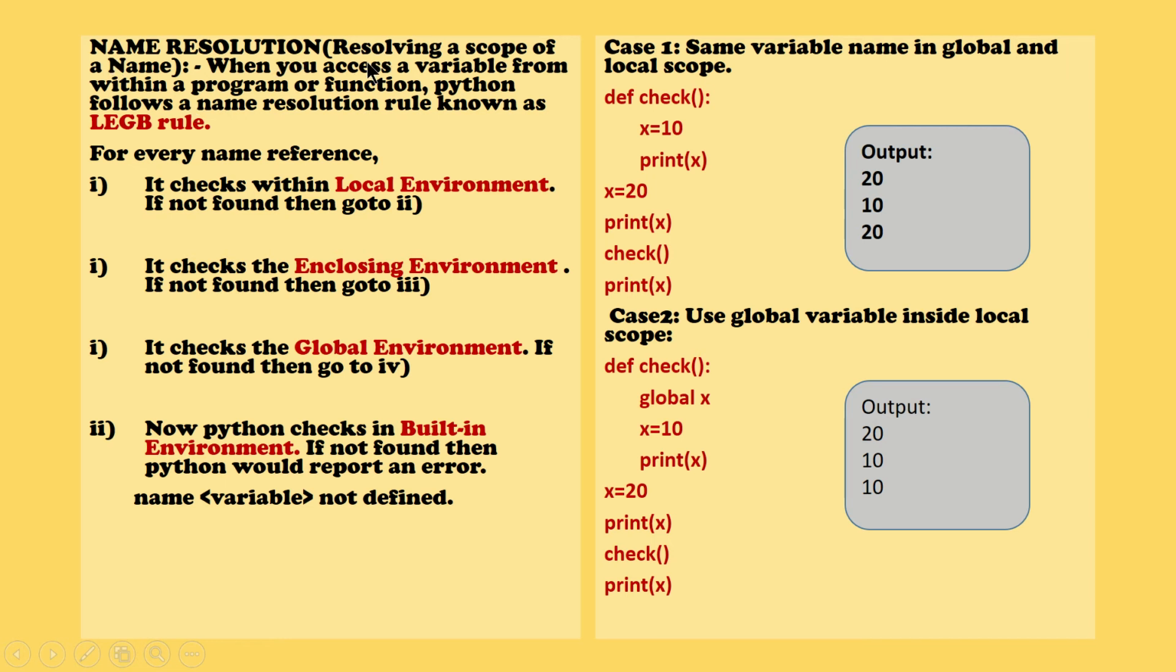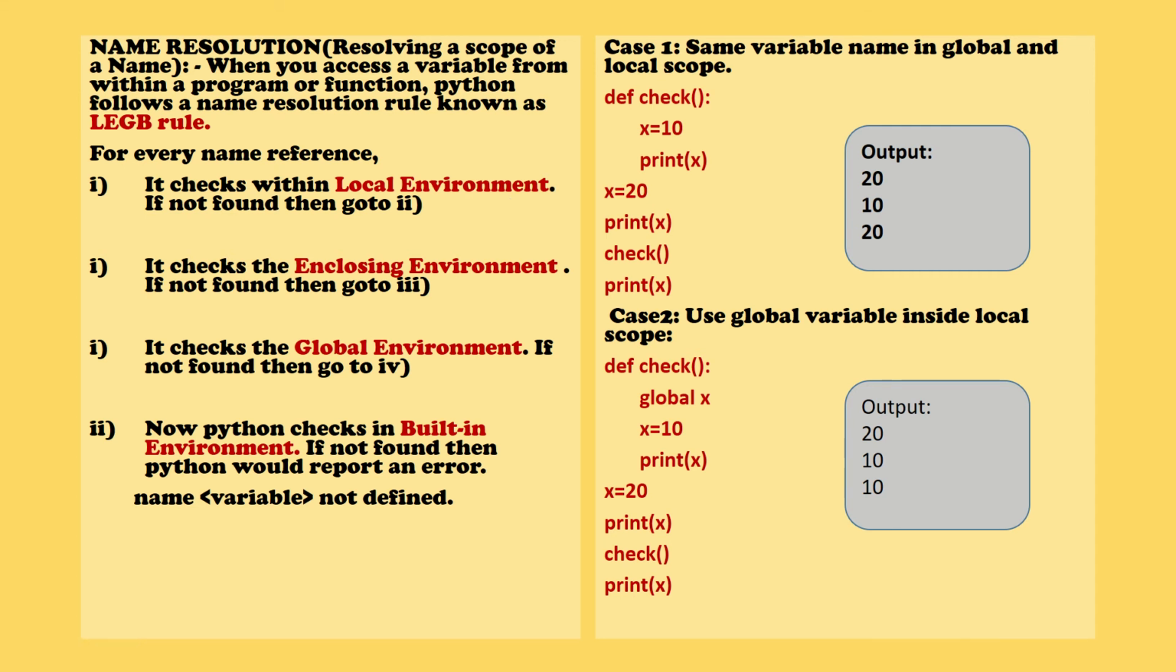Name resolution is nothing but resolving the scope of a name. When you access a variable from within a program or function, Python follows a name resolution rule known as the LEGB rule, the order in which the names are resolved. So what is L? L stands for local environment. When there is a name, first it will check whether that particular name is defined within the local environment. If that name is available in the local environment, then it will use that name.